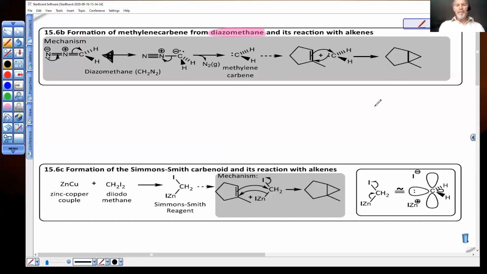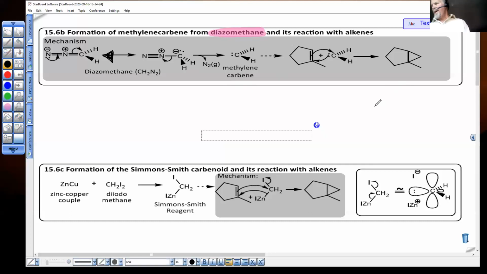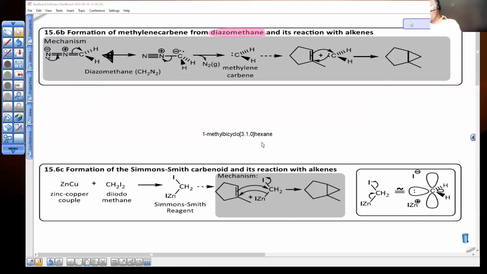Little quick review of nomenclature. That would be 1-methyl bicyclo. We've got a 3-carbon bridge to the left, a 1-carbon bridge to the right, and a 0-carbon bridge. There's no carbons in between, up and down. 3 + 1 + 2 is hexane. And that would be the name of our final cyclopropane product. Right there.